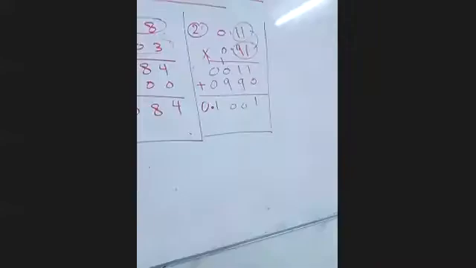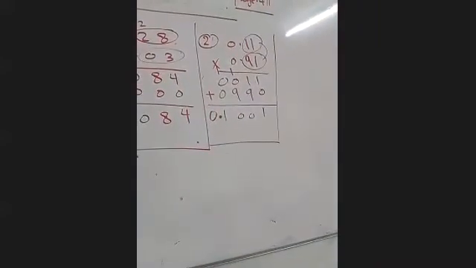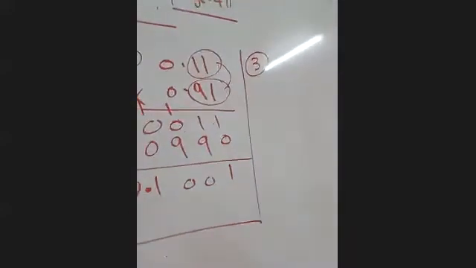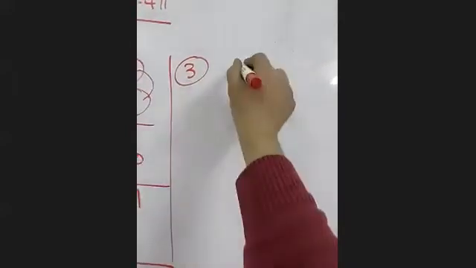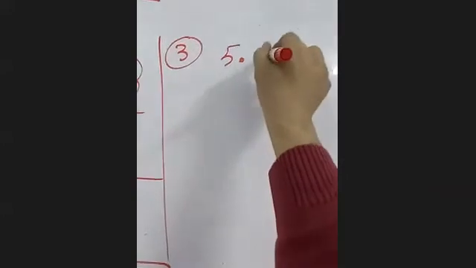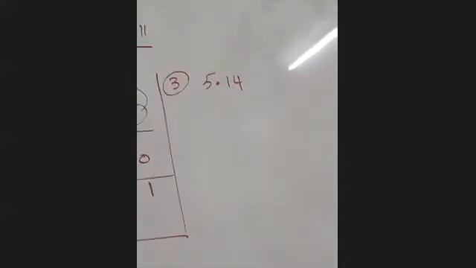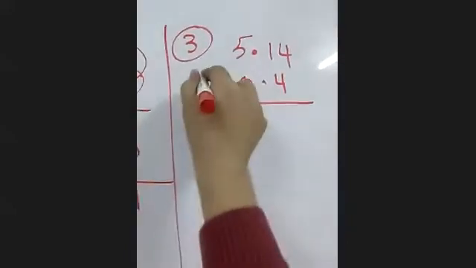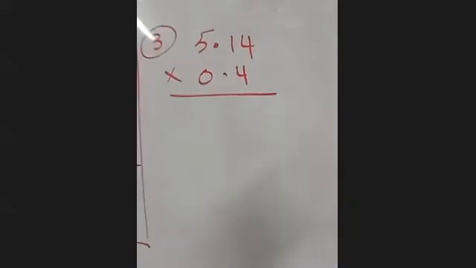Yes, Adam. Mister, I don't understand question 3. Read. 5.414 and 0.4. Multiply normally. Let's multiply normally.